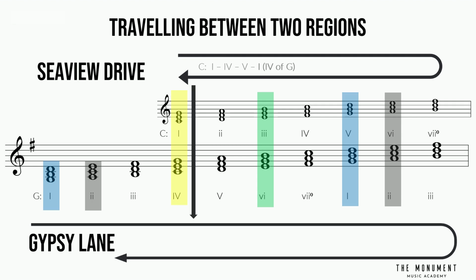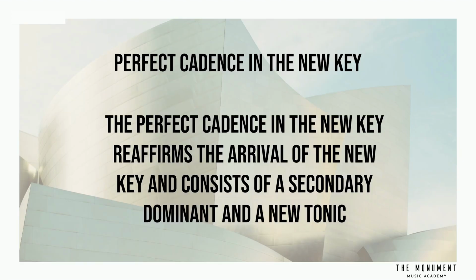Let's say that you have arrived at the back door marked as 4 Gypsy Lane and you like it here. You could officially move to this new neighborhood by getting a form at 5 Gypsy Lane and registering yourself officially at 1 Gypsy Lane. Now you are an official resident of Gypsy Lane and you no longer live in Seaview Drive. This is basically modulation. Use a pivot chord to get from one region to another, then reaffirm the arrival of the new region by using a perfect cadence, going from chord 5 to chord 1.